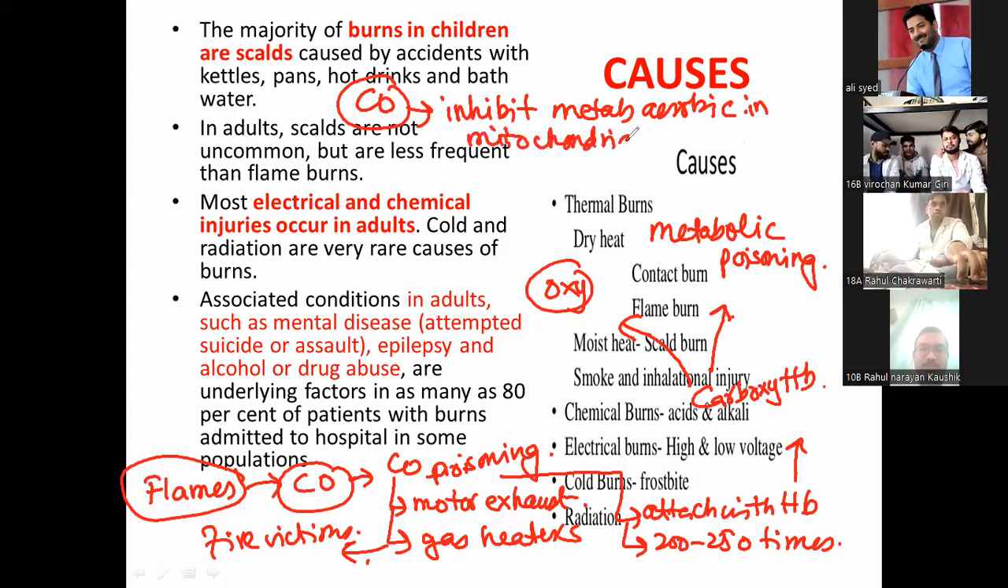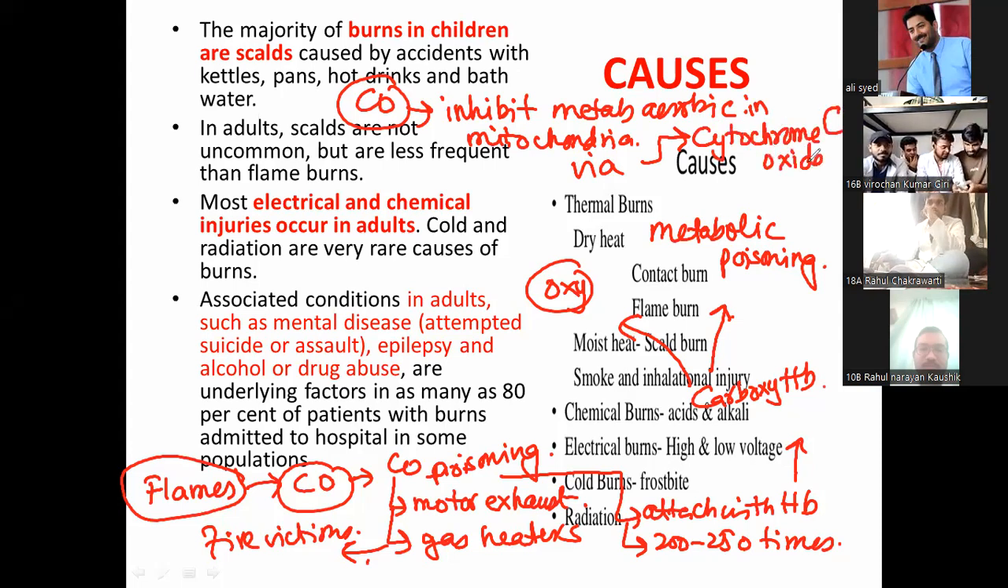In the mitochondria, it is going to inhibit your mitochondria via an enzyme. What is the name of the enzyme? The name of the enzyme is cytochrome C oxidase. So it is going to inhibit this enzyme, and when it inhibits this enzyme, it is going to block your electron transport chain, ETC. When the electron transport chain is blocked, the patient cannot breathe properly and the patient will die.